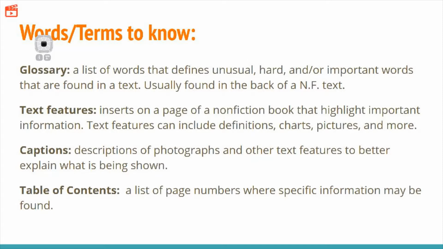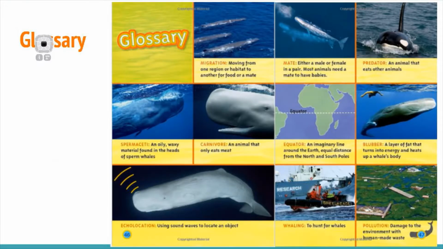Scholars, let's take a closer look at these features in our book today. So here's an example of the glossary. This is actually the glossary in the back of our book that we're reading today. You can see we have a few vocabulary words written in orange, and then the definition of those words, right? These are words that are important to our reading about whales, or they might be words that are hard to pronounce, that are interesting, right?